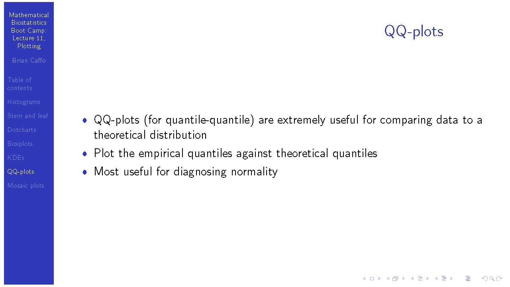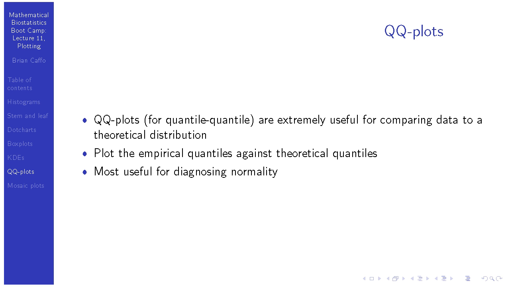Quantile plots are extremely useful for comparing a distribution to a theoretical distribution. So a great example of this is if you want to suggest that your data is normally distributed, you might want to compare your empirical quantiles from your data to the theoretical quantiles of a normal distribution. So if there's a significant departure from a line, then that's going to tell you that the quantiles of your empirical data don't look like the quantiles from a theoretical normal distribution. Then it's a useful diagnostic tool.